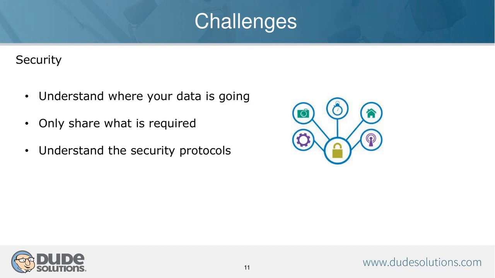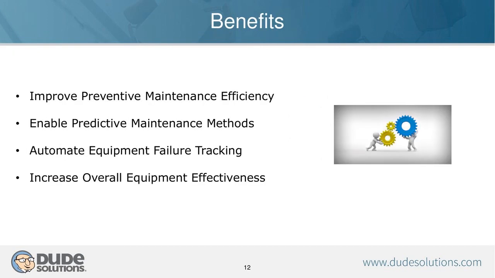The next thing I'd like to talk about are some of the benefits that can be gained out of this new technology implementation. Benefits that can be gleaned from this are the ability to improve preventive maintenance efficiency, to be able to enable predictive maintenance methods, automate equipment failure tracking, and increase overall equipment effectiveness.